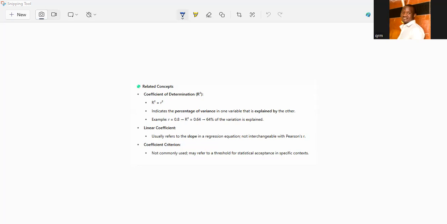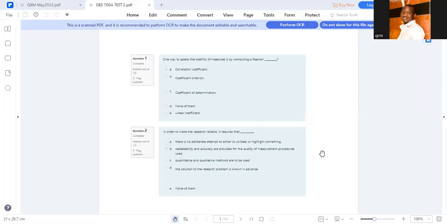So R squared stands for the coefficient of determination. When you have 0, it means there's no relationship at all. These are the things that we are talking about. Any questions so far? Besides trying to understand what R is, I want you to understand it in that context. So now let's go to our question: one way to assess stability of measures is by computing a Pearson what?